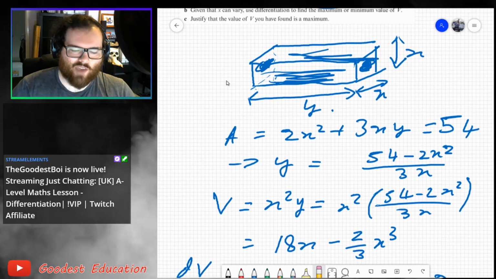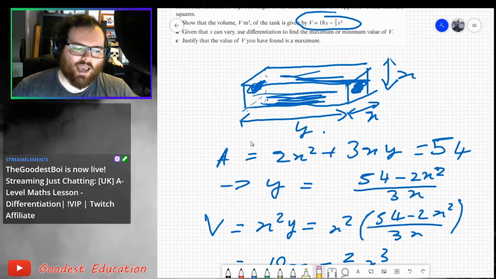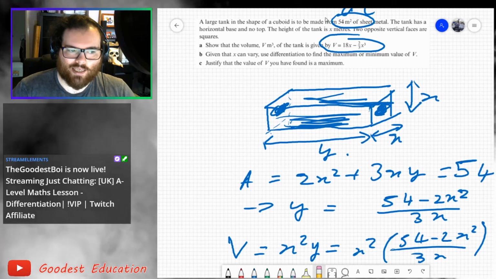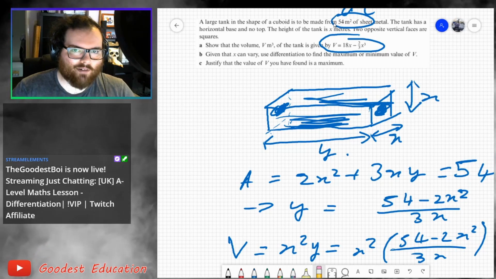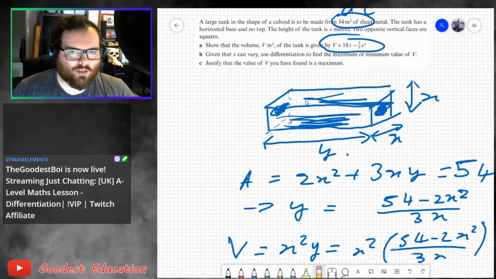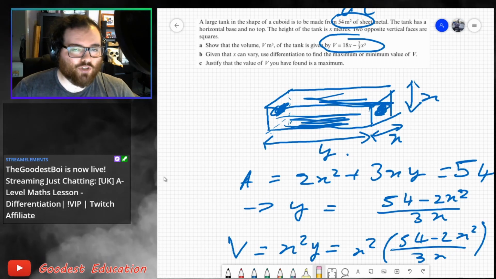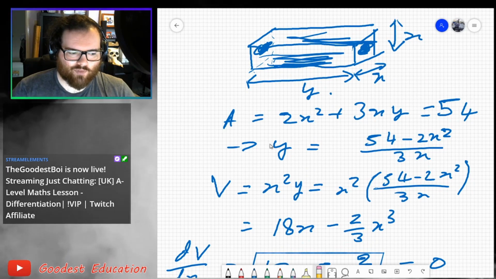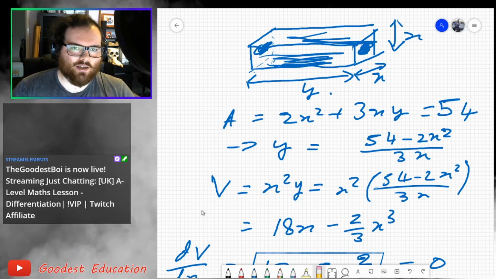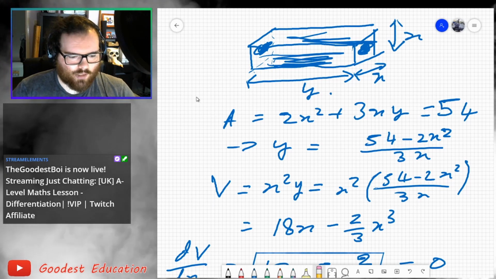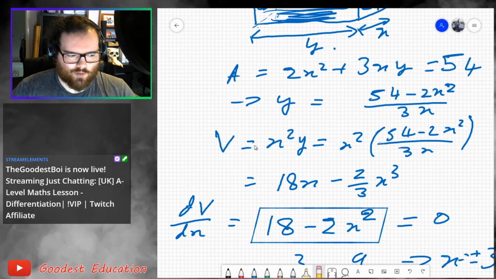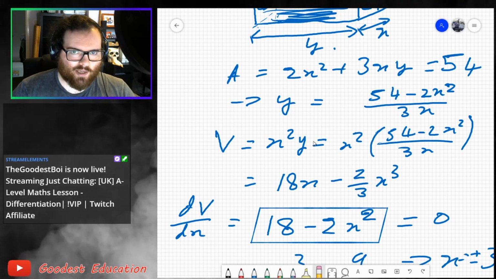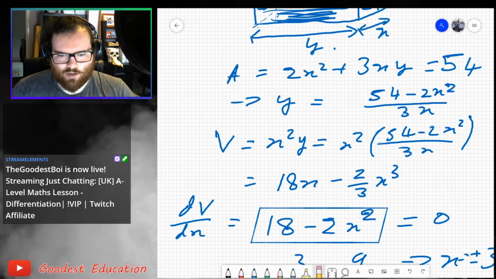Find an equation for anything that you can find that's relevant. So the total area: if they give the total area in the question, it's going to be useful. It's very rare that it's just a red herring. You're going to need to use it. So we found an equation for the area, which was useful to eliminate y, so we only had V in terms of x. And then we have an equation for V, and you just differentiate and go from there. Okay?